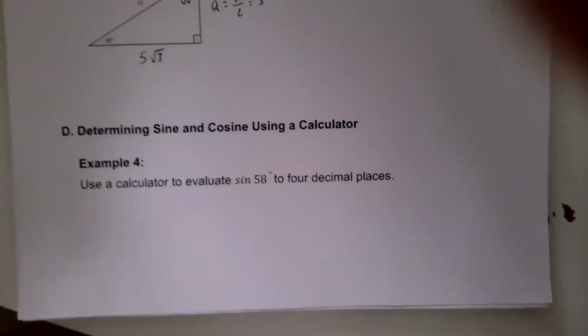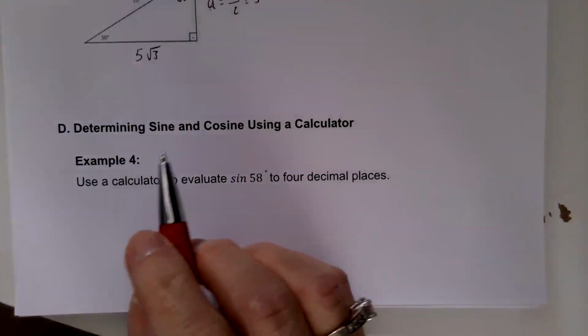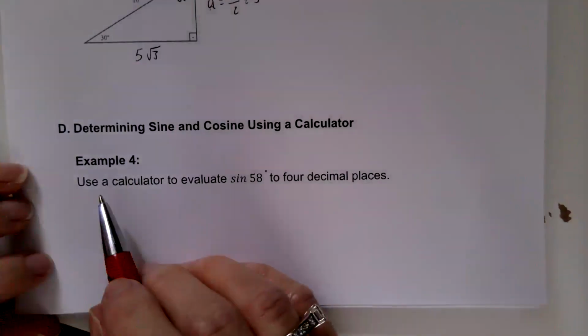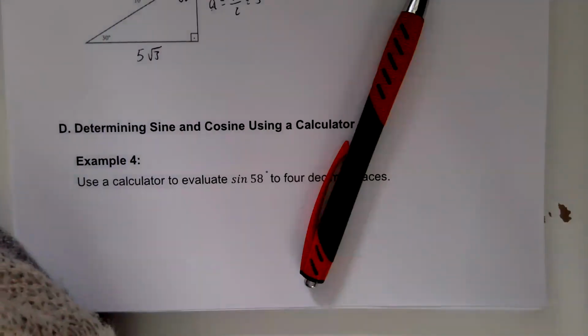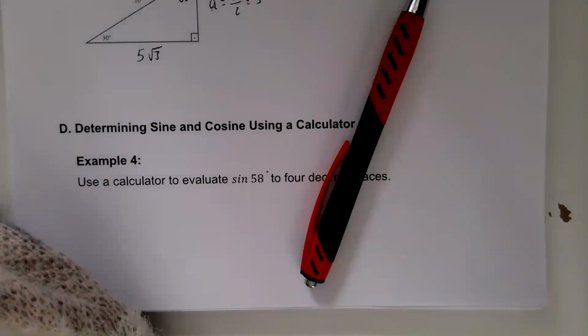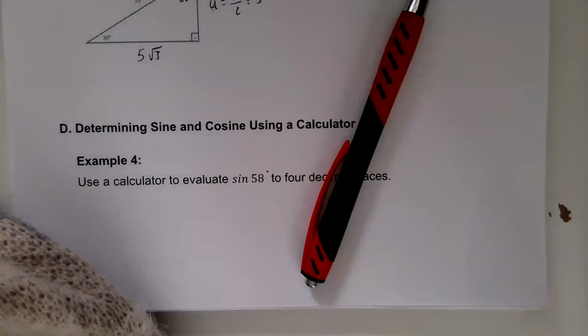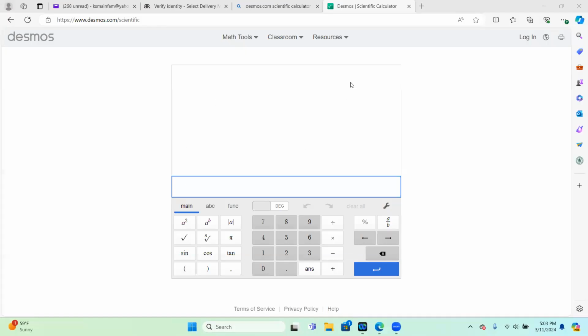Okay. Letter D says determining sine and cosine using a calculator. It says use a calculator to evaluate sine of 58 to 4 decimal places. We have been using Desmos, but now we are using the Desmos scientific calculator. Make sure you use that because it's going to let you switch from radians to degrees. I'm going to put it in degrees. We want to find the sine of 58 degrees, so I'm just going to press the sine and then put in 58.